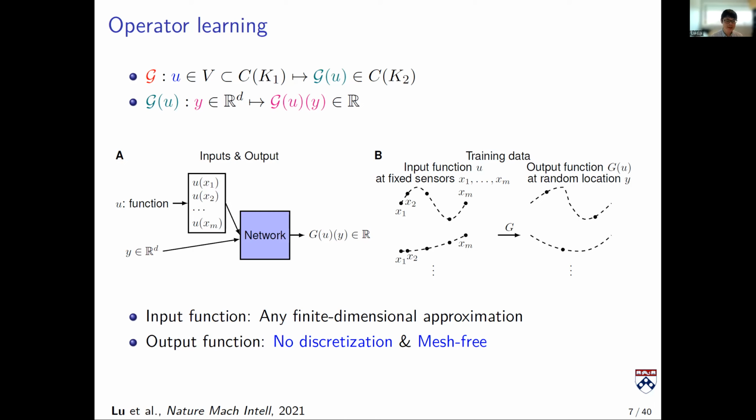Or instead of using the evaluation of the function on the mesh, there are also other choices. For example, we could project the input function U to the Fourier series. Then the coefficients of the Fourier series, or truncated Fourier series, can be used to represent the function U. So there are multiple choices. This is just the most simple case. So this is the input function.